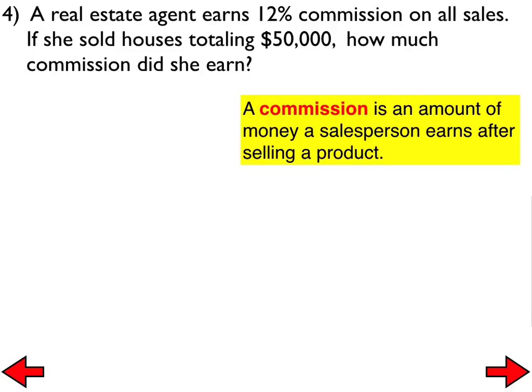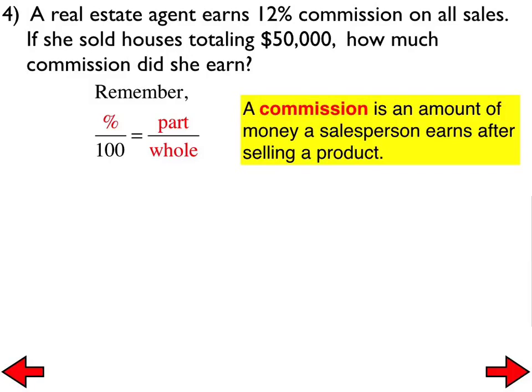So the bigger the total amount, the bigger whatever that percentage is ends up being too. Like if a real estate agent gets promoted, does the commission percentage go up? Yeah, probably. A promotion probably comes with a higher commission. That makes sense. So again, percent over 100 equals part over whole.